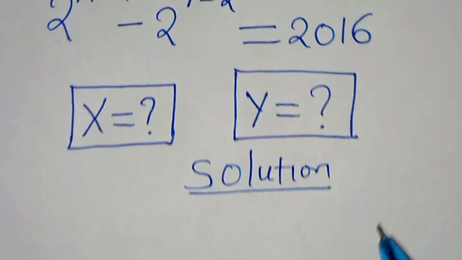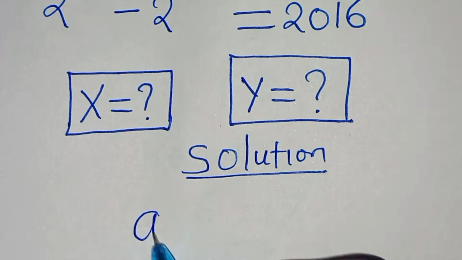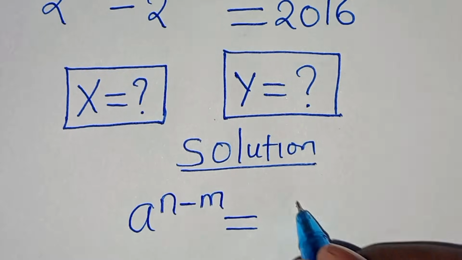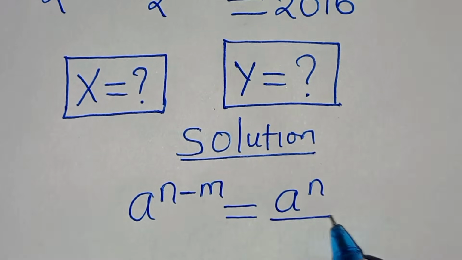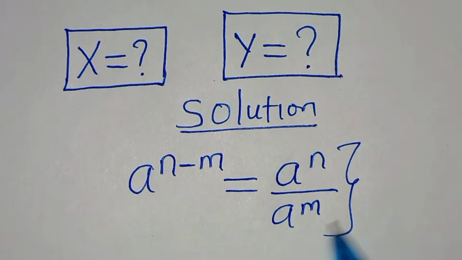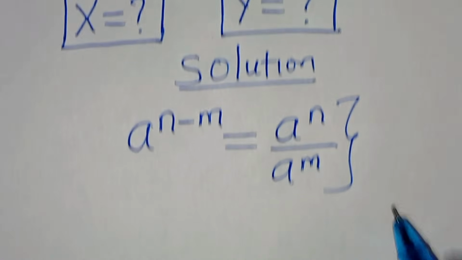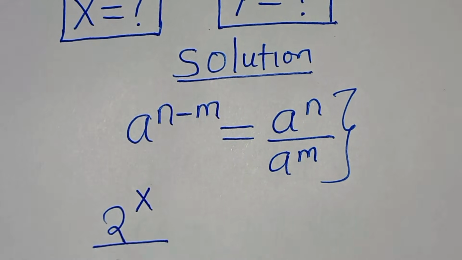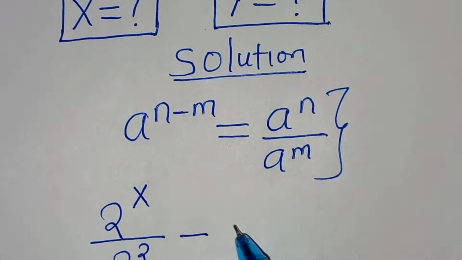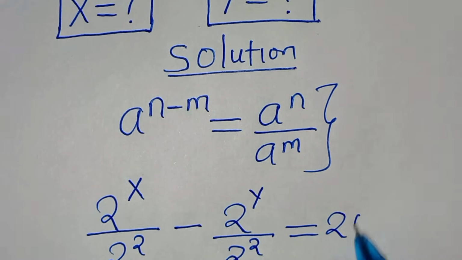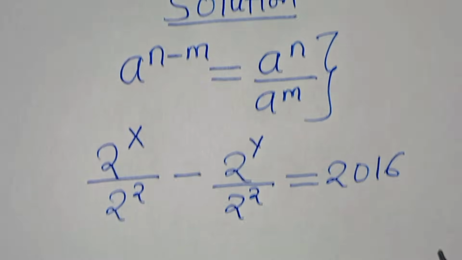This exponential equation is of the form a to the power of n minus m, which we can express as a to the power of n divided by a to the power of m. Applying this exponent property, we have 2 to the power of x divided by 2 to the power of 2, minus 2 to the power of y divided by 2 to the power of 2, equal to 2016.